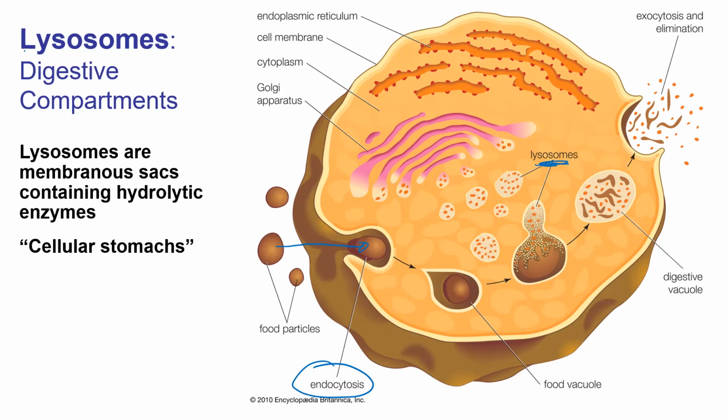Lyse, by the way, means breaking, and zome means something like body or a portion. So it means a chunk of the cell that's involved in breaking things down, digestion. Cellular stomachs.